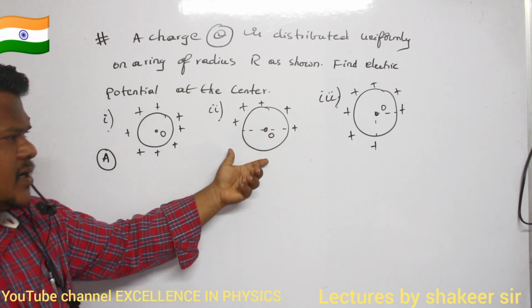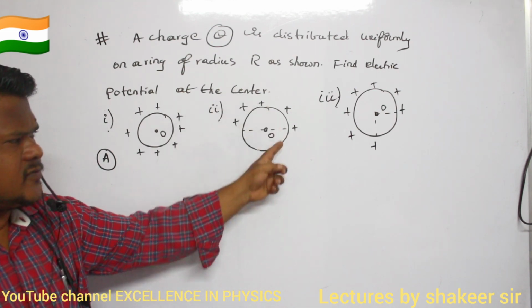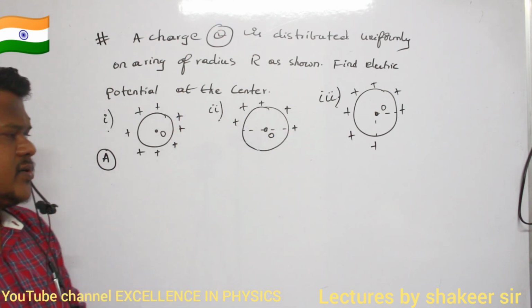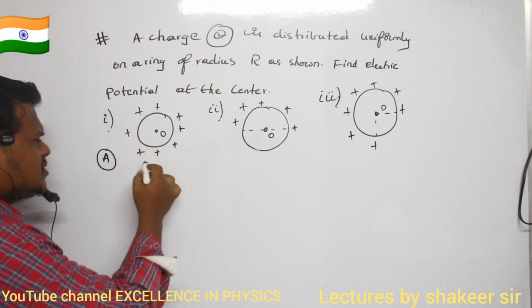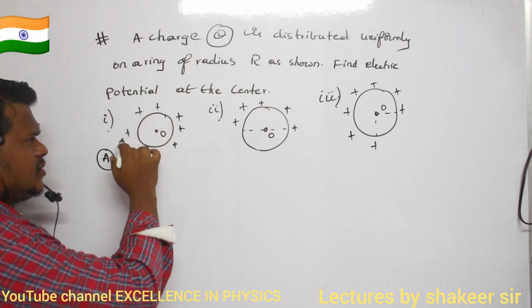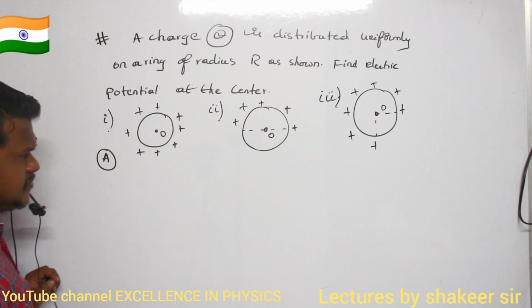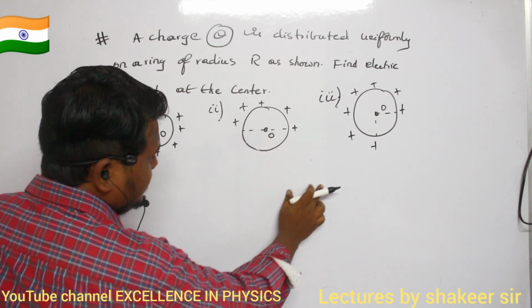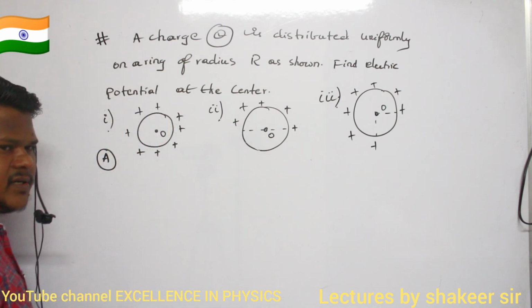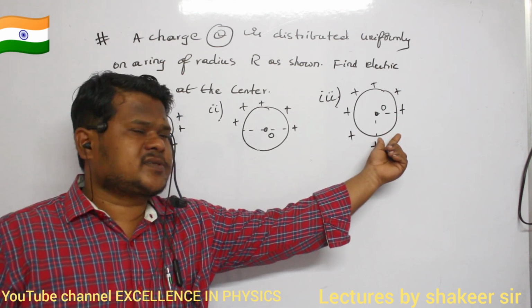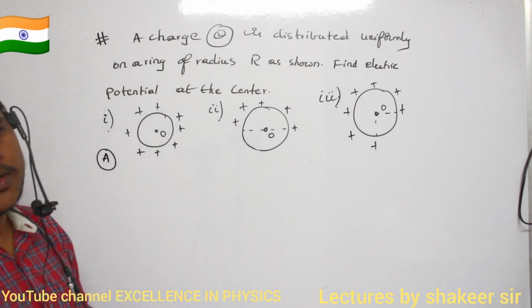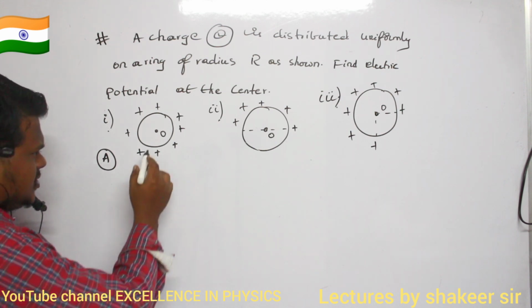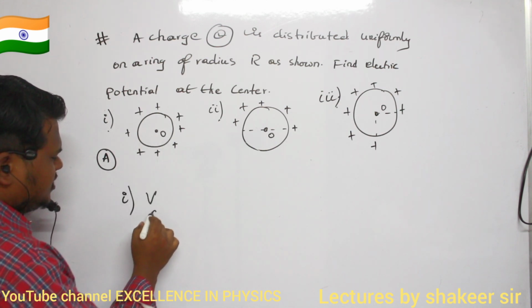Clear? If they are conducting rings, then what will happen? Charge will be uniformly distributed. But here, is the charge uniformly distributed? Charge is not uniformly distributed. Only in this condition, charge is uniformly distributed throughout the circumference of the ring. Here charge is present only on half the circumference. And only 75% of the ring is charged, the remaining 25%, that is one fourth of the ring, is empty here. It is not charged.